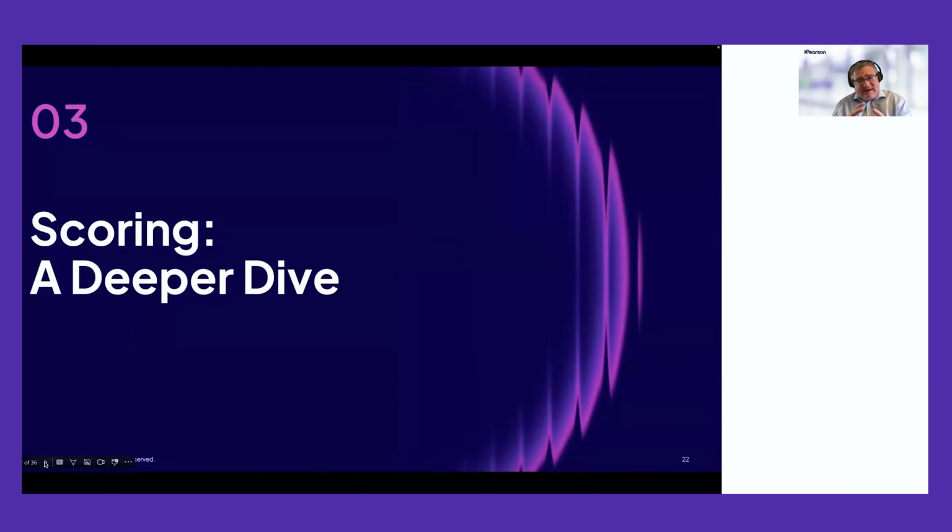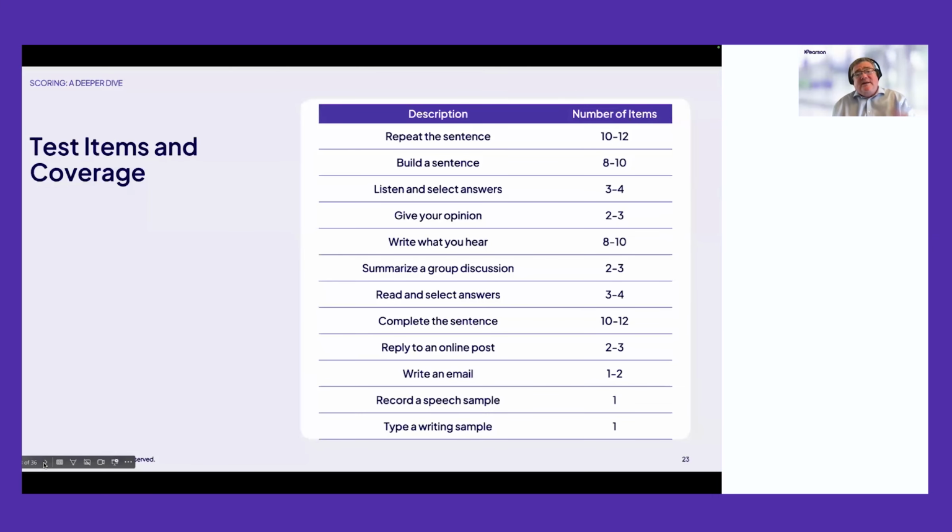Those are the main questions in terms of speaking and listening. The purpose is to elicit those responses from test takers so that we can evaluate the traits, how well they are using the language in the communicative context that we've set in those questions. So as I said, repeat the sentence, build a sentence, listen and select answers, which is the listening one, give your opinion, write what you hear, summarize group discussion. These are the main tasks which are focused on speaking and listening skills.